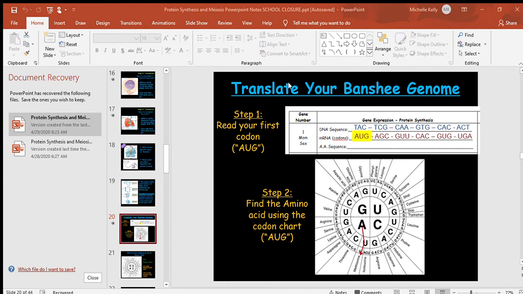So TAC on the gene makes AUG as a codon, which codes for methionine to be added as the first amino acid. So you're going to write MET, dash, connecting to whatever this one codes for. That dash means covalently bonded to. AGC, let's find it. That codon codes for serine. So now we have MET first, dash SER second. All right, GUU. GUU codes for valine. So we have methionine, serine, valine.